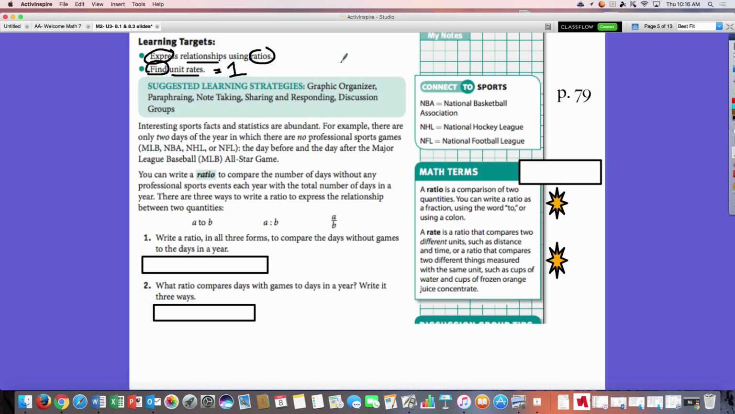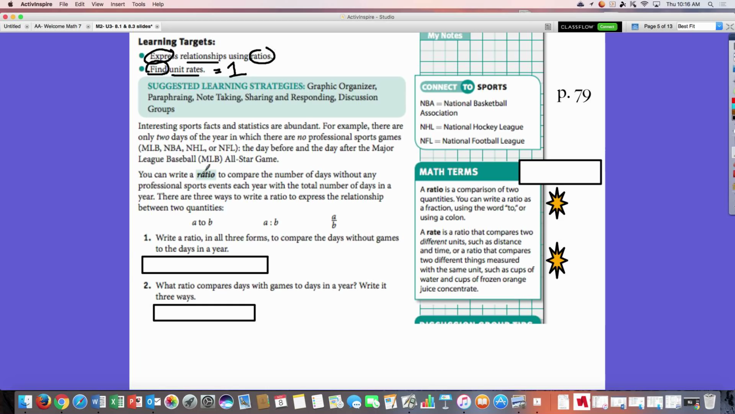This is a great problem. Interesting sports fact, and this is actually true. There's only 2 days of the whole year where there are no professional sports games in the NBA, MLB, NHL, NFL. It's the day before and the day after the Major League All-Star game. Football's out of season. Basketball's out of season. Hockey hasn't started yet. Think about it, they play games on New Year's, Christmas, everything like that.